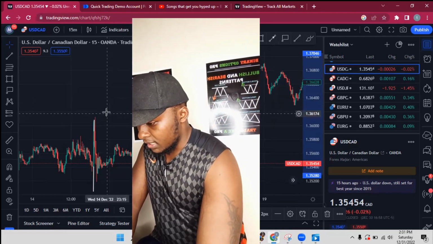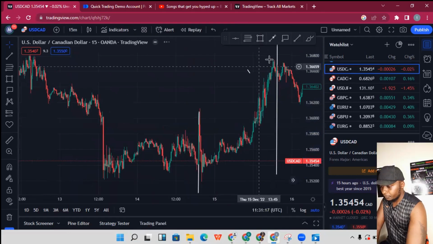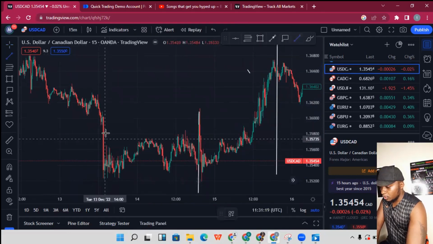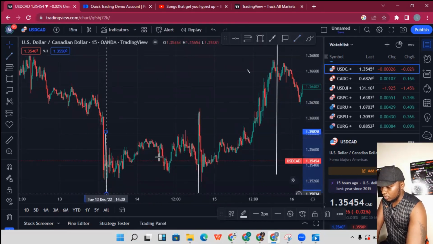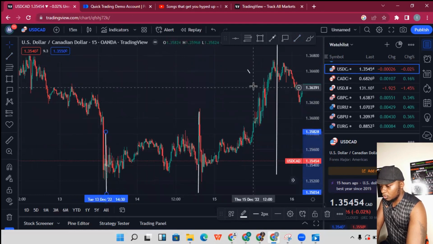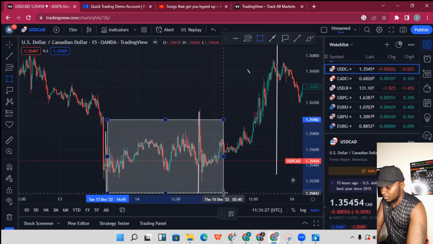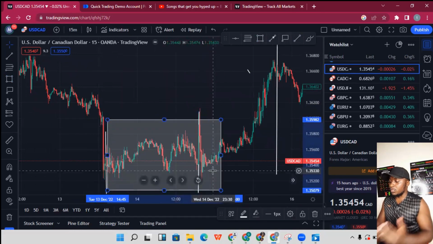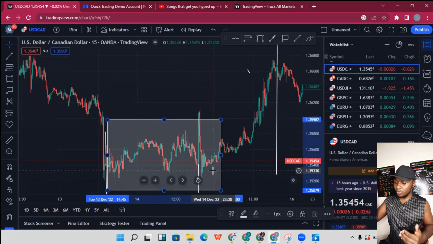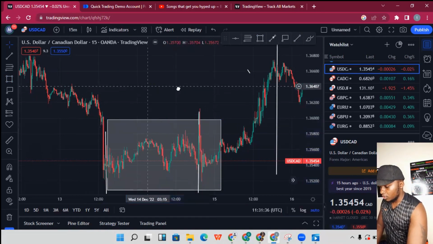Let's take a look at an example of a consolidation. And here we have one. This actually looks like a small consolidation here. You can see price has not really decided what it's doing. We have highs, we have lows, we have ups, we have downs. So that's a consolidation.